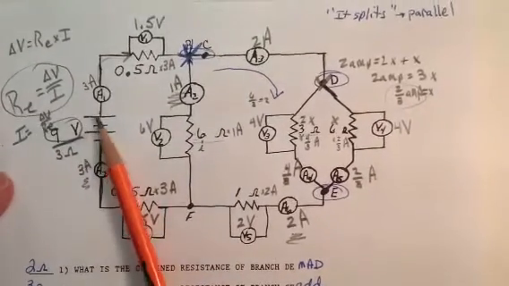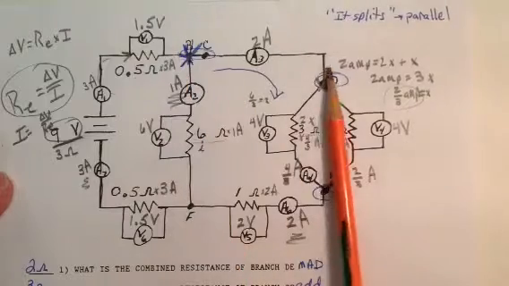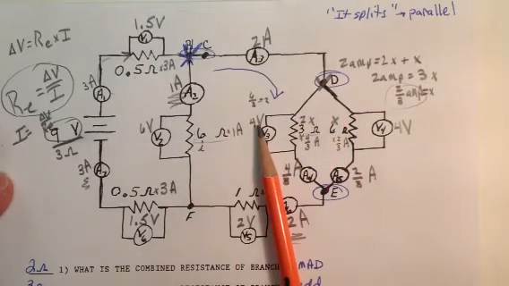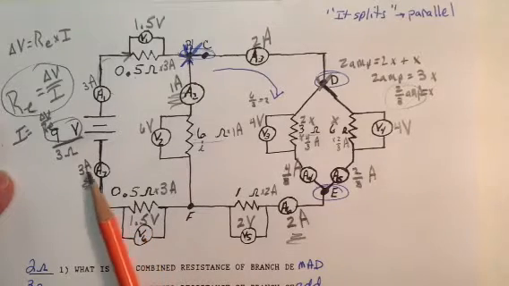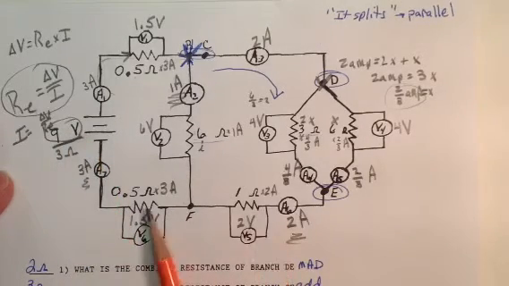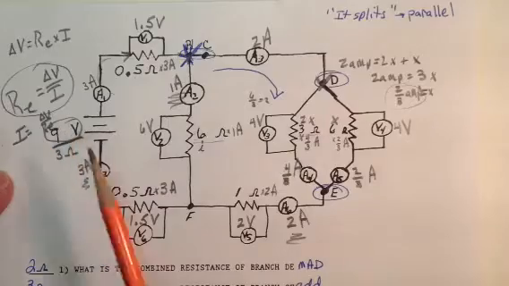If I go the second path, 1.5 volts plus 4 volts is 5.5 volts. Keep working, add 2 to that, and I get 7.5 volts. Keep going, I run into 1.5 volts. 7.5 volts plus 1.5 volts is 9 volts.